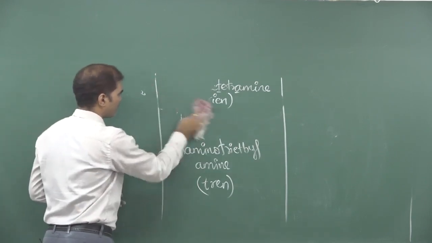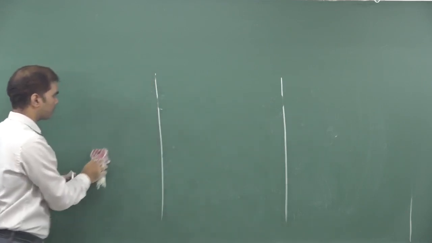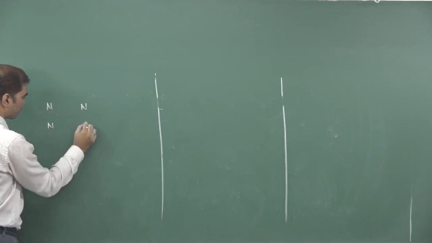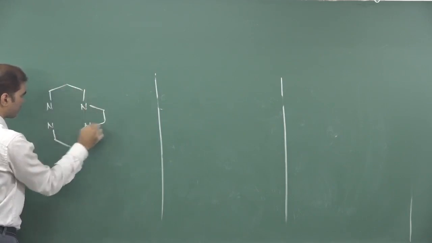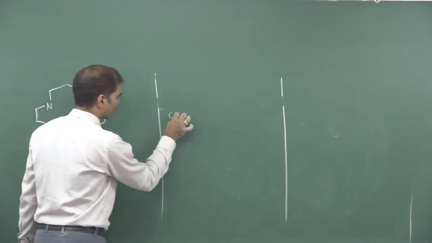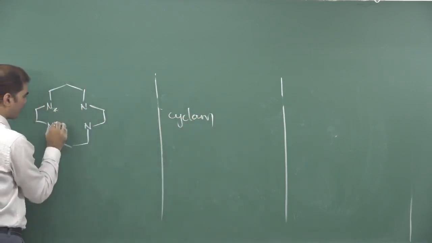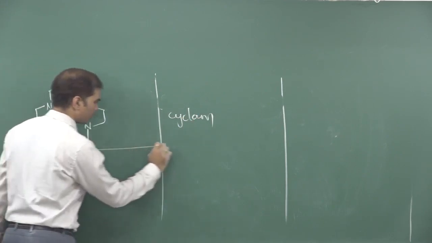Just a few more ligands, because we mostly get one ligand for the higher denticity. This is called cyclam. 4 donors.